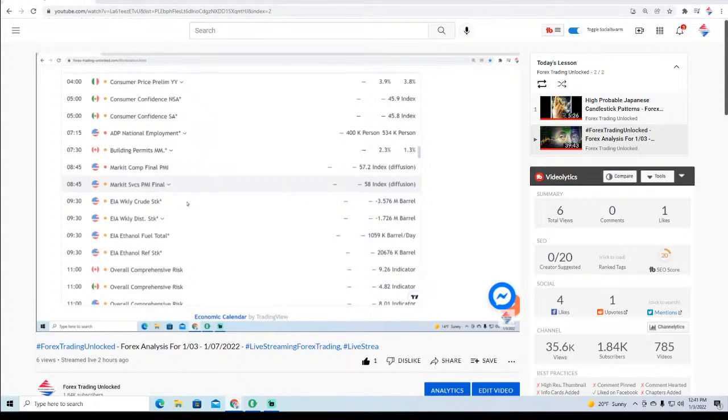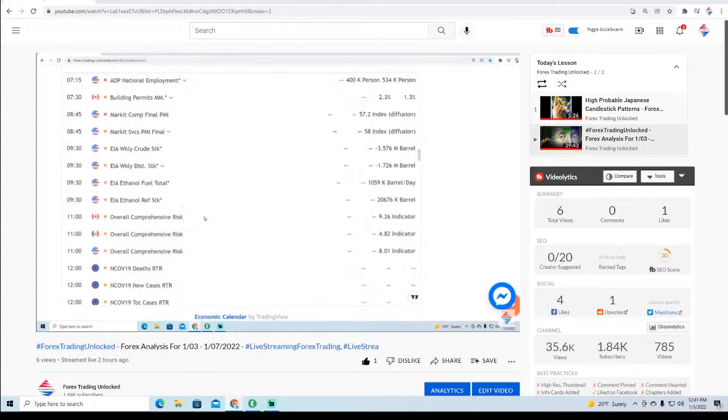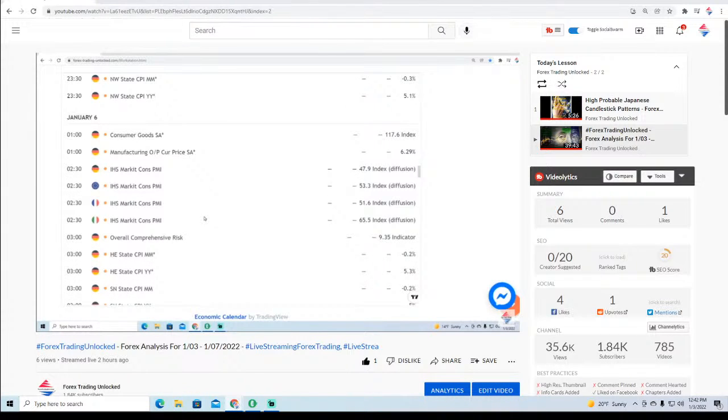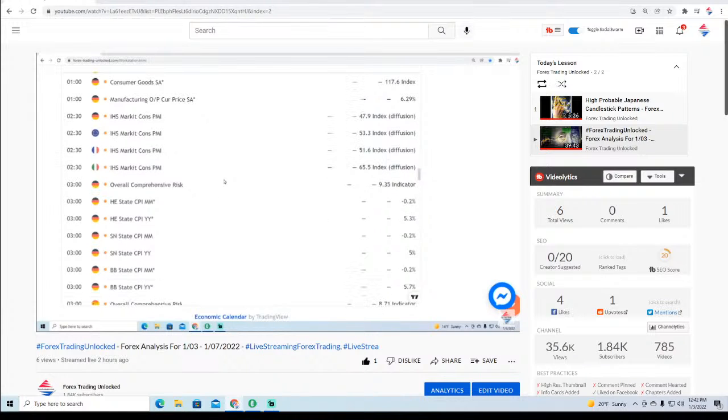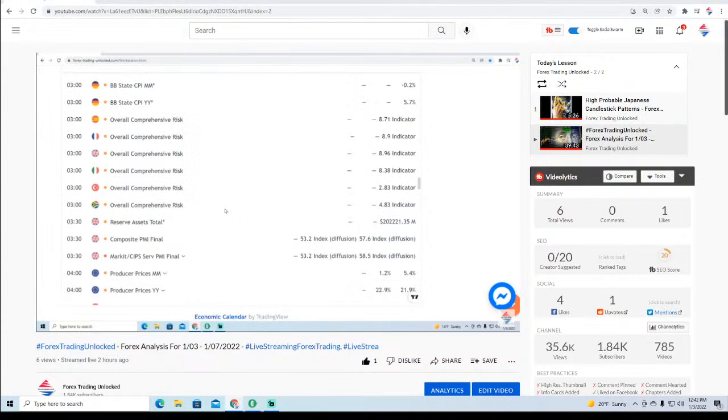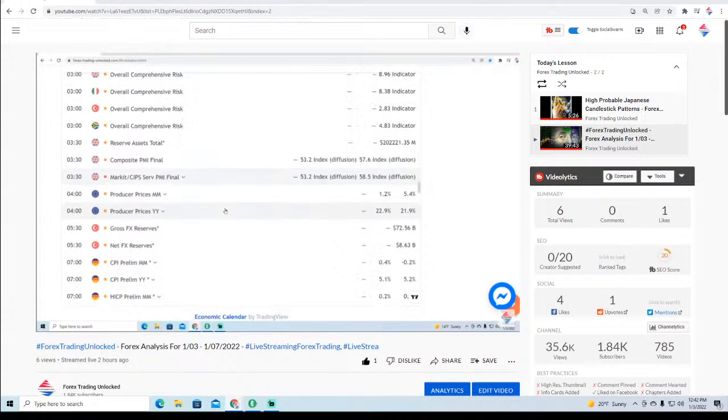Then we have, once again, the crude oil numbers that are coming out. That'll be an impact for the dollar. Let's see. Then we have Thursday. Consumer goods for Germany, that's something, and manufacturing number, that will probably have a little spin on the euro-US dollar. They also have the CPI for Germany. That's another number that may move the euro dollar a little bit.